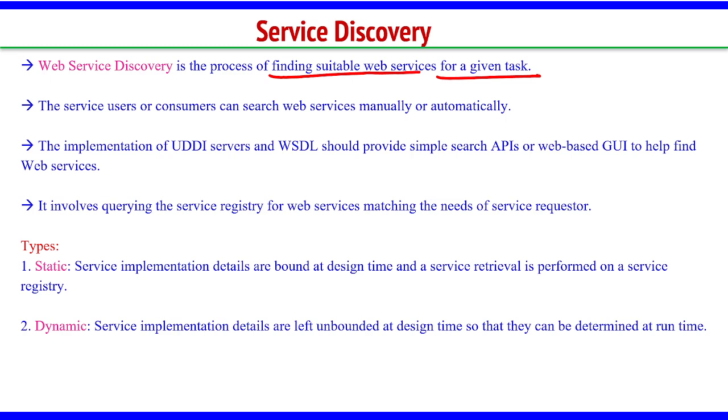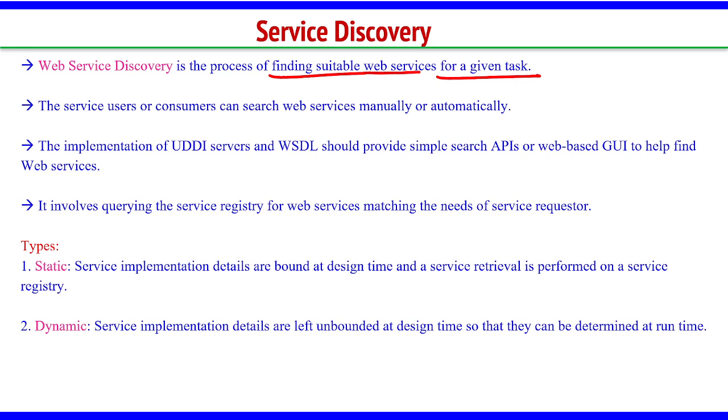So in UDDI, you have a lot of services. Many people are dumping their web services to do business, to earn more money. So you want to search for a suitable web service. How will you search for it? The principle of SOA is that it should be discoverable. Anybody who wants to search for your web service, it should be discoverable. How? Using the WSDL document, we are making it publicly available.